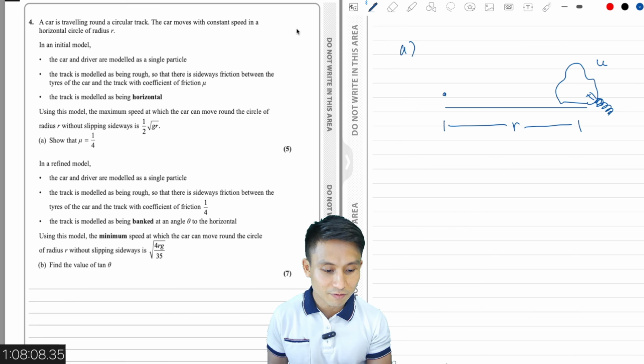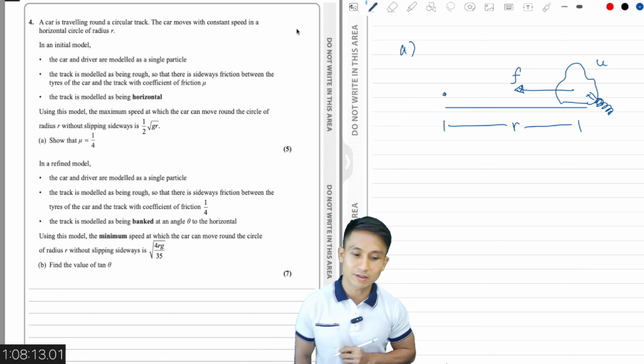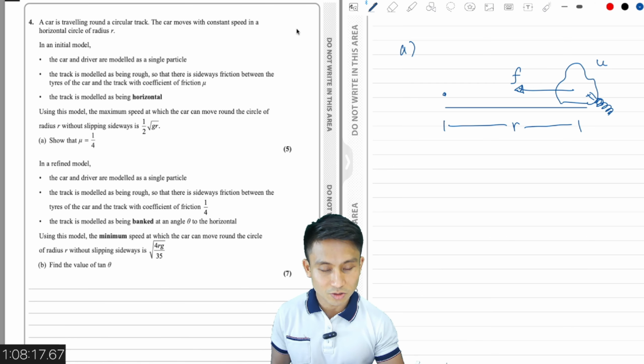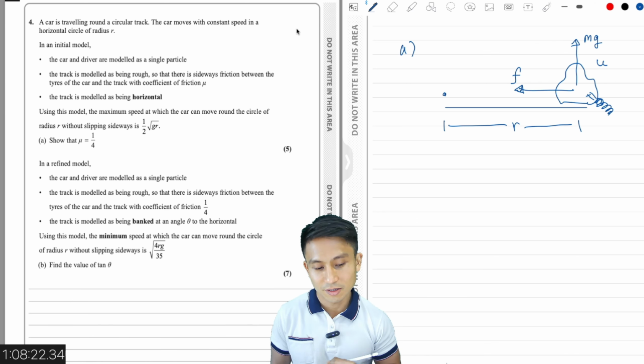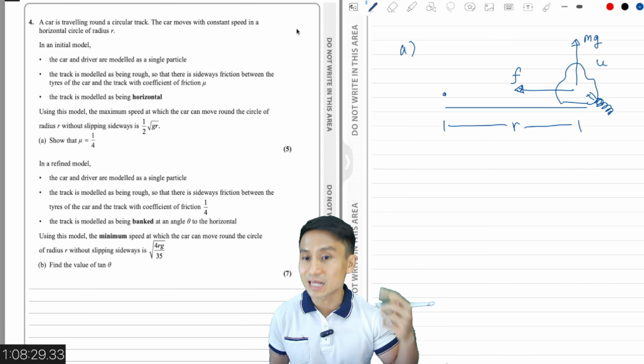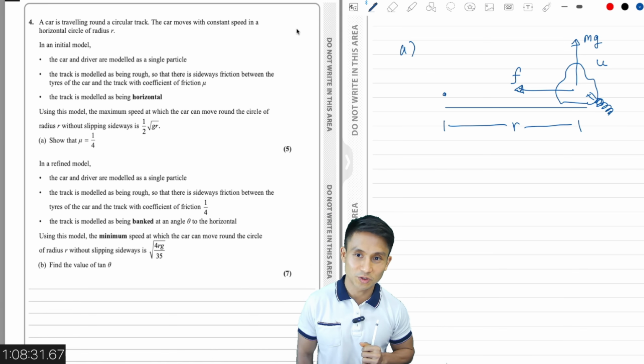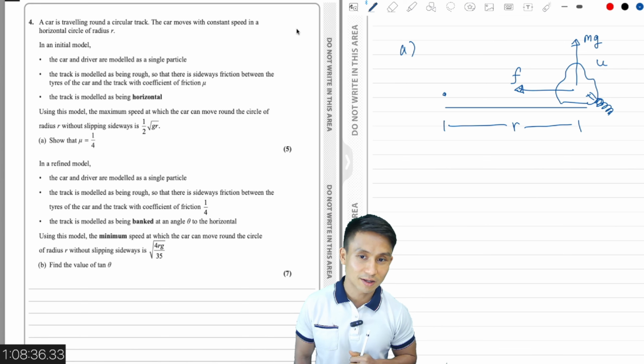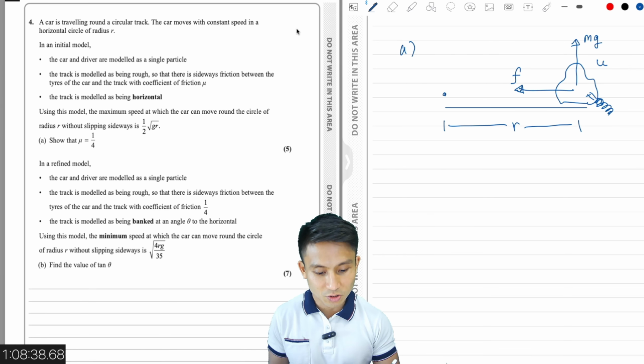And we have the only force acting towards the center being friction. Now, friction comes from mu R, so we need to know the normal reaction. The normal reaction is basically mg. So the only force that provides the centripetal force, which is the force that keeps the object in motion, if you do physics you should know that too, would be just friction. So we equate the centripetal force to the friction.